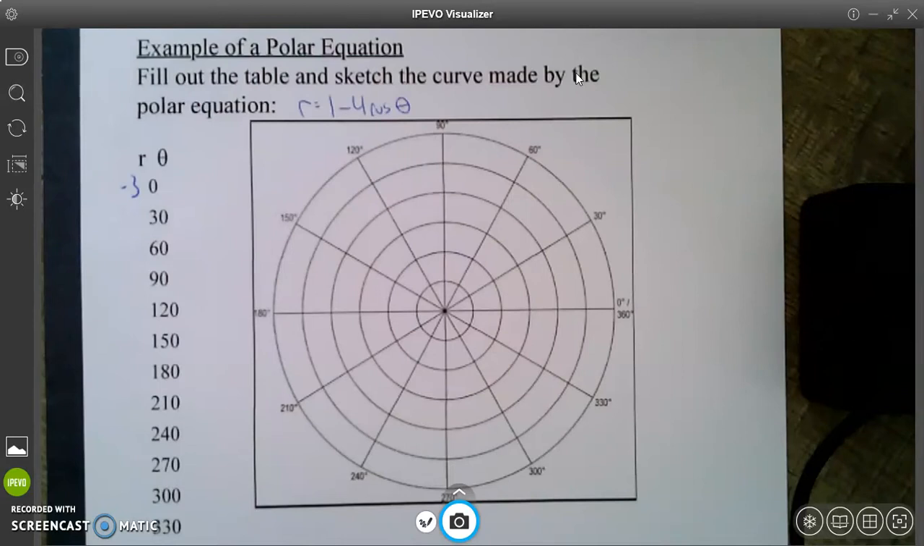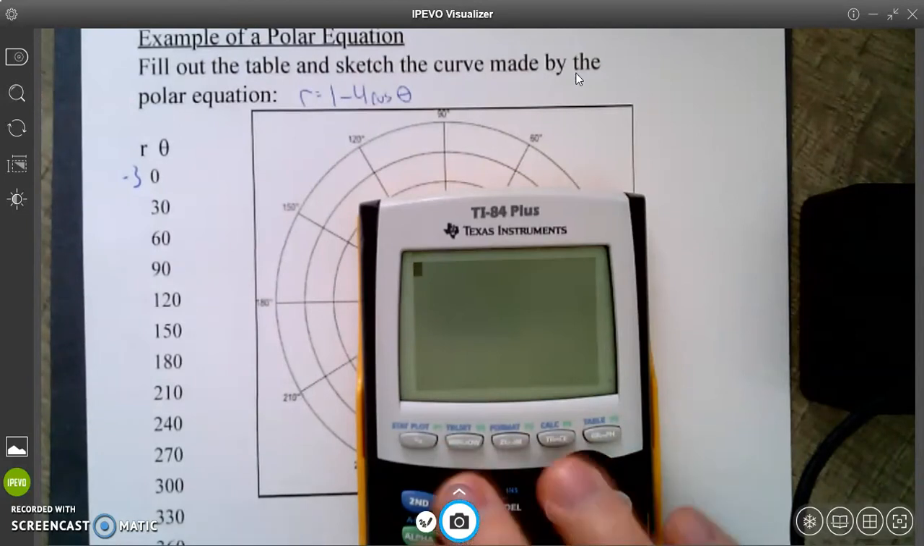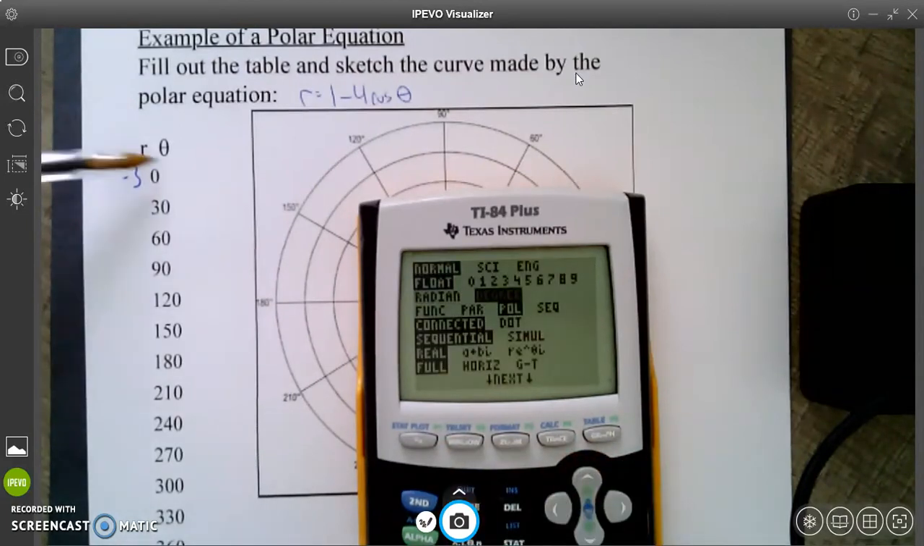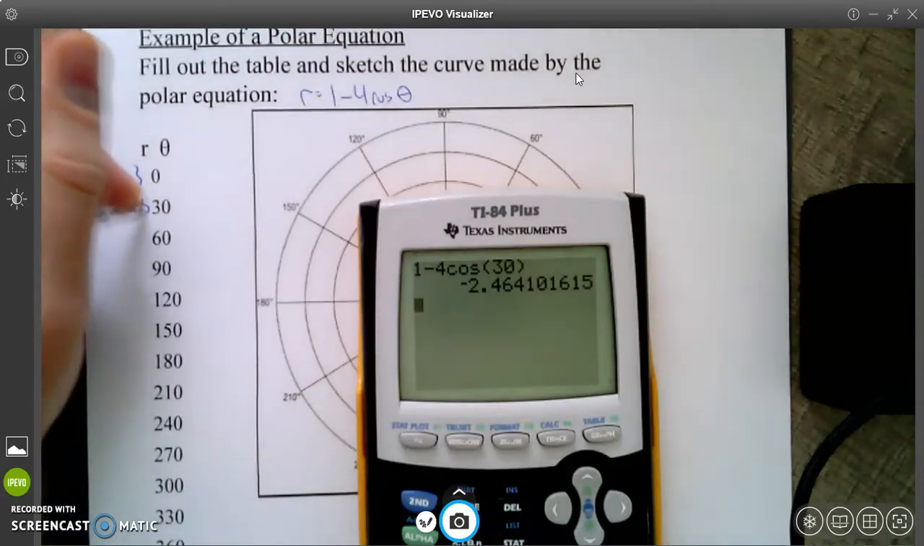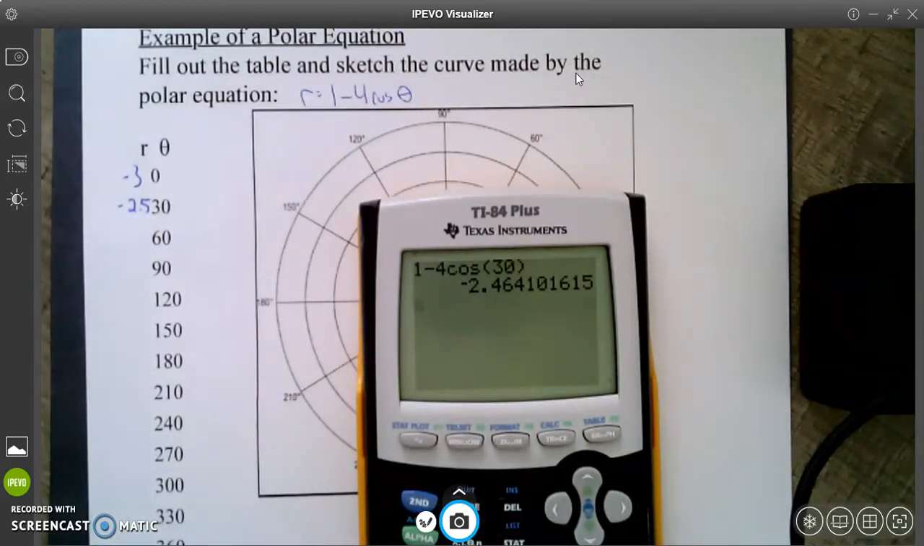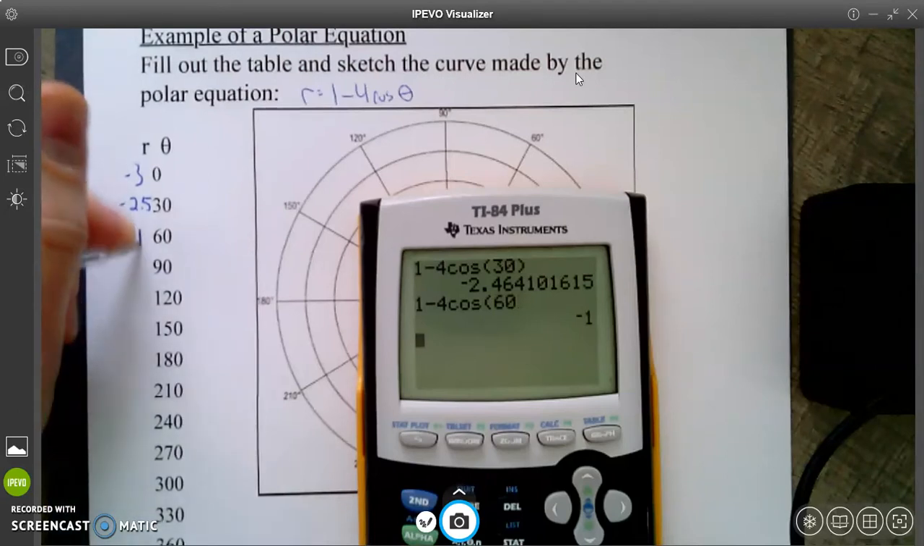We're not looking for exact, especially if I'm going to plot these points. It's kind of tough to plot square root of 3 over 2. So we can do decimal approximations here on this one. So I'll do the next one. Make sure we're in degree mode. Better change that because all of these are in degrees over here. I'm going from 0 to 360 degrees. And I'm just going to do 1 minus 4 cosine 30. I get about negative 2.5. Okay? And I'll do one more. 1 minus 4 cosine 60. Negative 1. Okay?